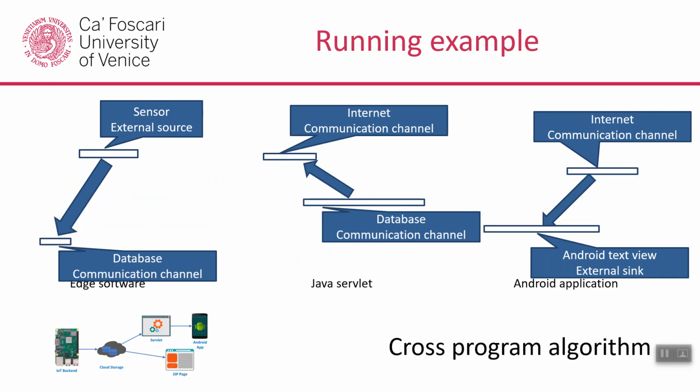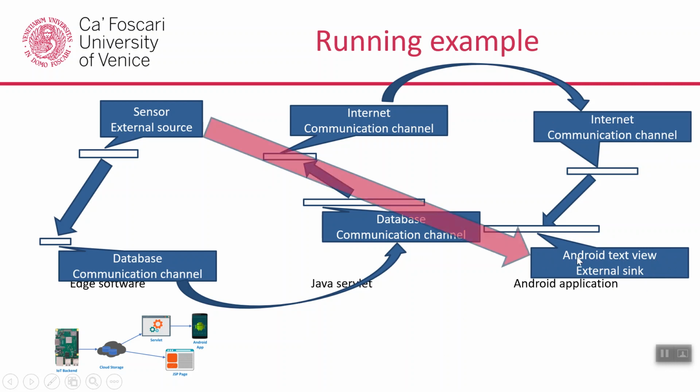Then essentially our algorithm more or less abstracts away the whole program and we just connect the different communication channels. So here we can see that we have some information from a sensor that flows inside the edge software to the database. Then we have the Java servlet that reads from the database and lets this information flow to the internet. And then we have an Android application that receives this information from the internet and leaks it through an Android text view component that is an external sink. So this is the CrossProgram algorithm.